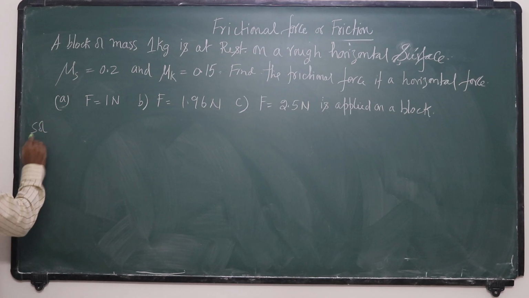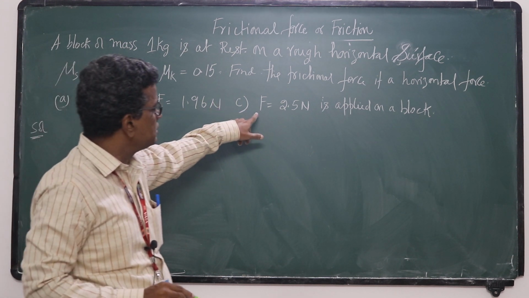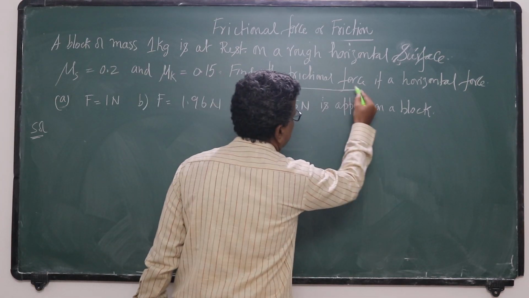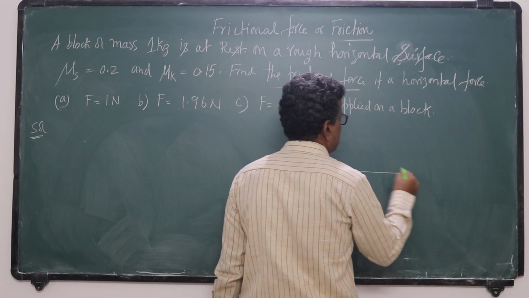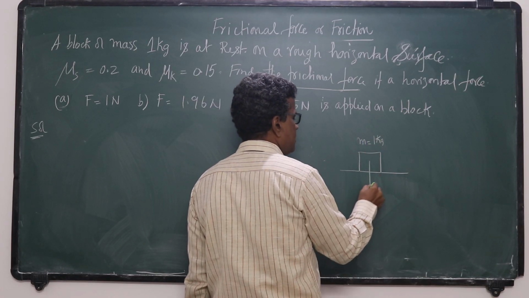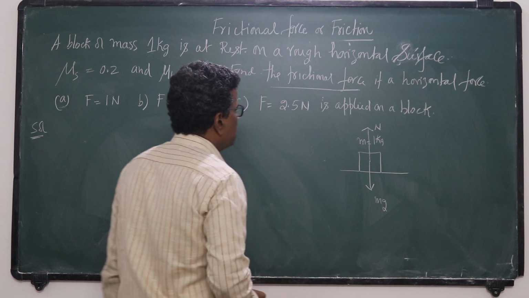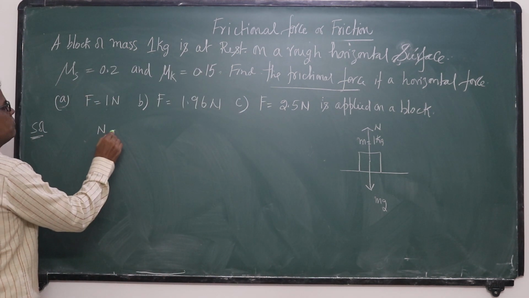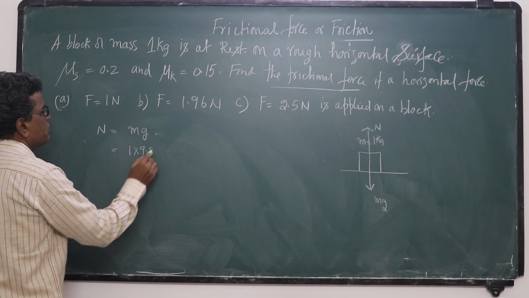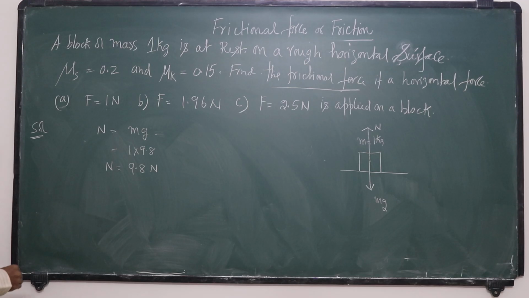So the solution. This problem consists of 3 instances: applied force 1 newton, 1.96 newtons, 2.5 newtons. At these instances we want the frictional force. See, there is a block of mass 1 kg. So what is its weight? Weight mg acts downwards, so the normal reaction acts upwards. Normal reaction is equal to mg. What is m? 1 kg. g is 9.8. So the normal reaction is 9.8 newtons.